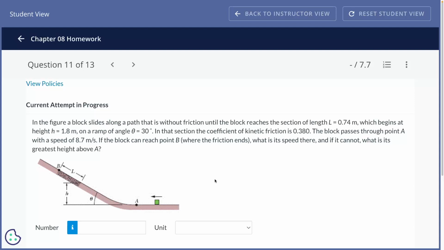If it can make it, so you're being asked, right, again, to determine: does it make it? Does it not make it? So you're going to have to make an assumption, right? And of course, you can trick Wiley Plus into telling you what it is, okay? But do the due diligence: I'm going to assume it does come to a stop, so I'm going to find the distance that it slides, right? And if you find it's too long, go back and find the velocity.